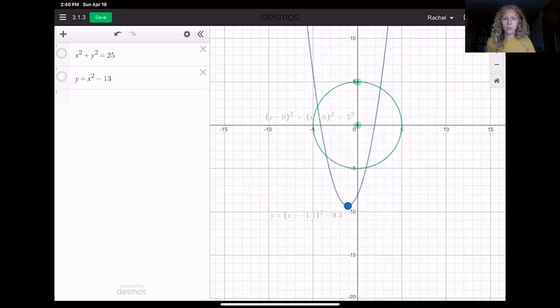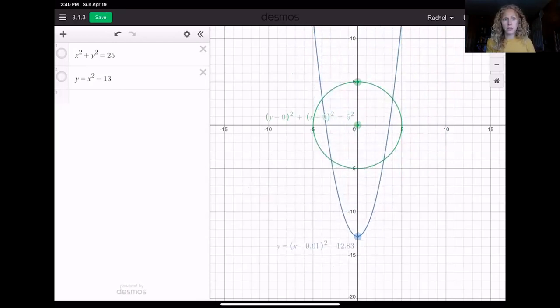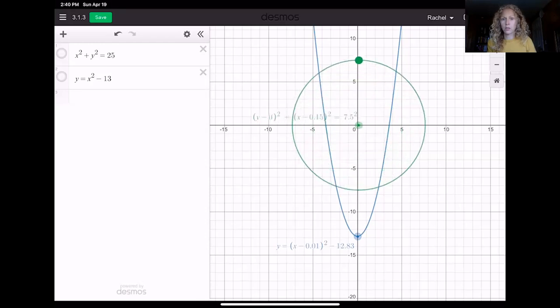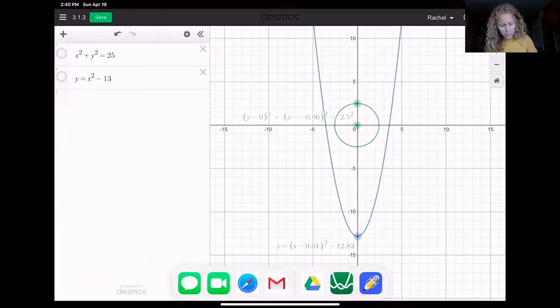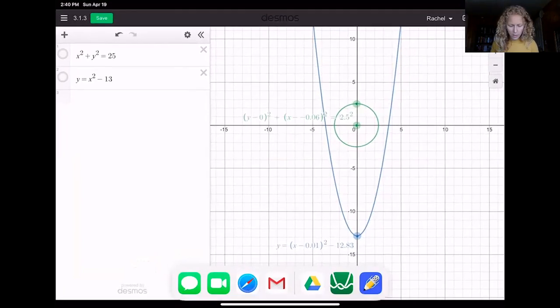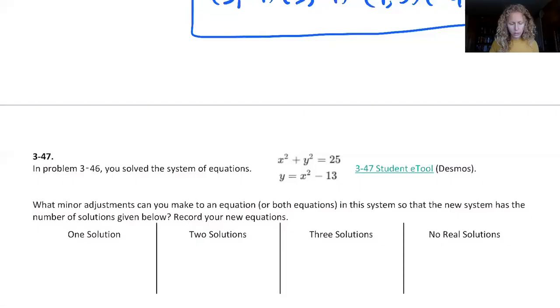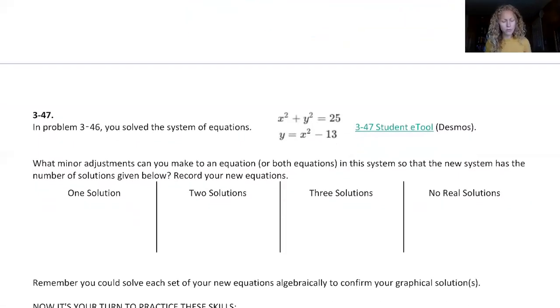You could also move things around this way if you wanted to make the circle smaller, right? You could have a circle radius change to be within or outside of it to have no solutions. It's up to you on if you want to add. I'm not going to take the time for you to watch me record equations, but right here, if you thought about making minor adjustments, you could write new equations.